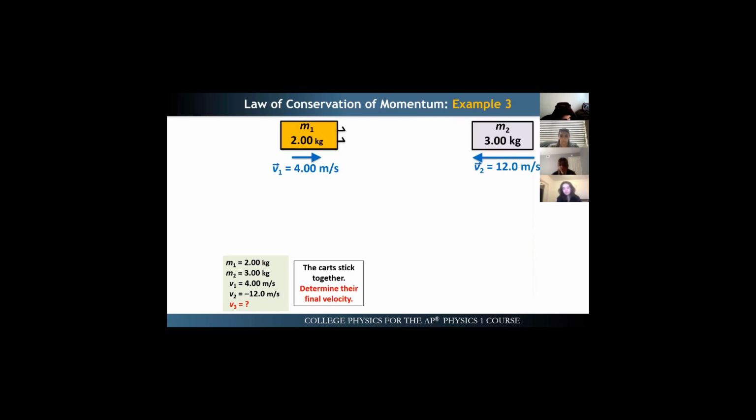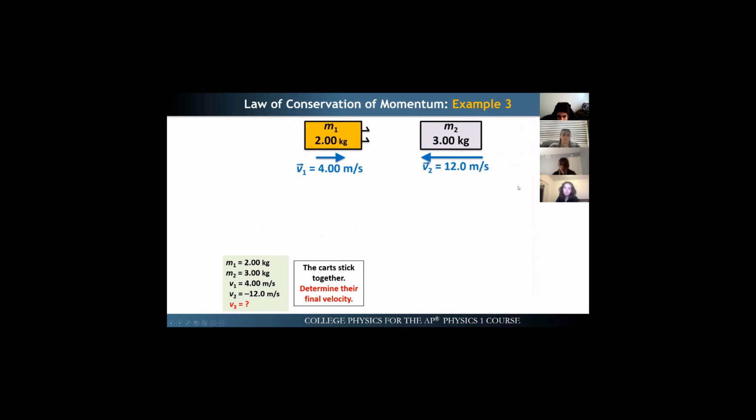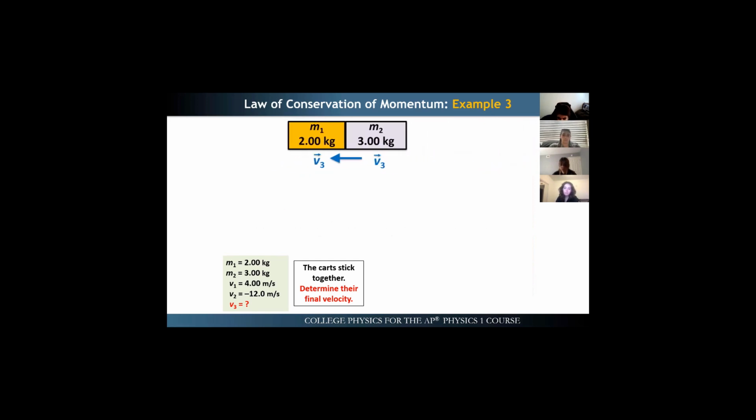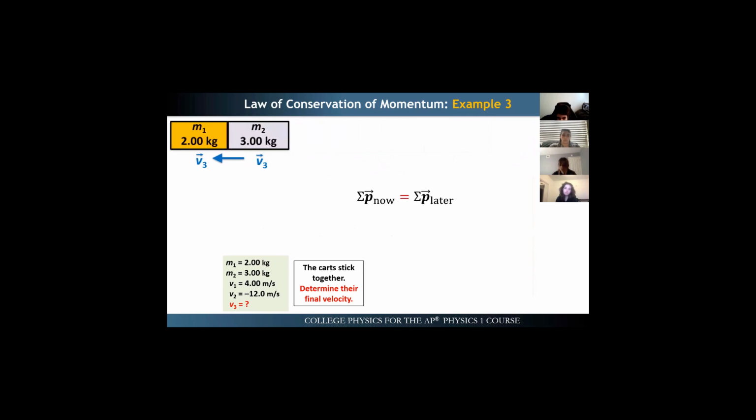All right, so here's one where they're actually moving towards each other, but this one has a momentum of 8 and this one has a momentum of 36. So they're not going to just stop. One has way more momentum than the other. So because it has so much more momentum, it's going to send the whole system moving in its direction. But the way we work it through is exactly the same, the before and after picture.